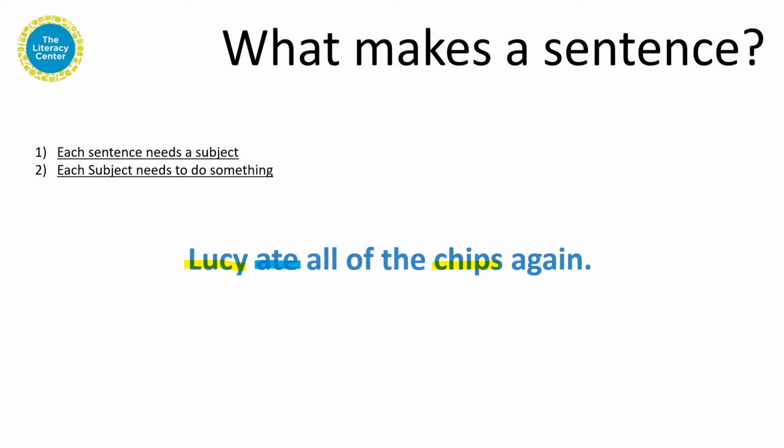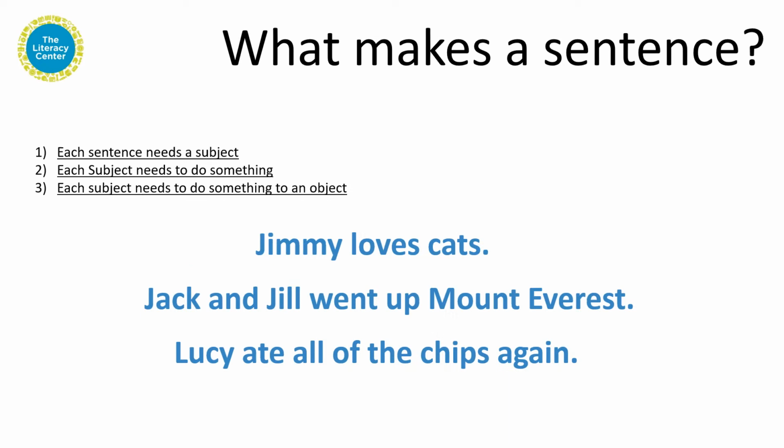We aren't being told what the chips are doing. I mean, we can guess. We know that the chips, well, they're probably sitting in a bag and then being eaten by Lucy. But we're being told in this sentence what Lucy is doing. She's eating or has eaten all of the chips. So Lucy is the subject and she's eating. That's what she's doing. But what about these other nouns we're hearing about, like Mount Everest or chips? Well, they have a special name as well. We call them objects. So every sentence has a subject, and every subject does something to an object.